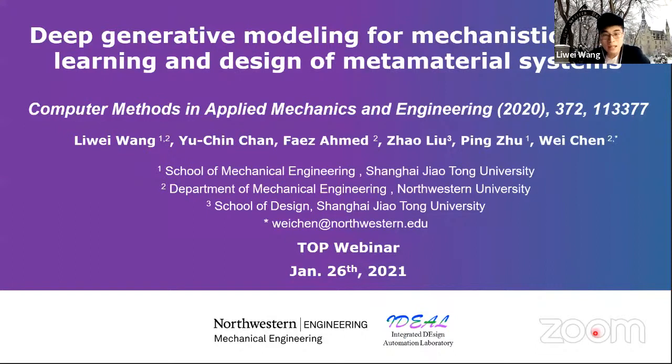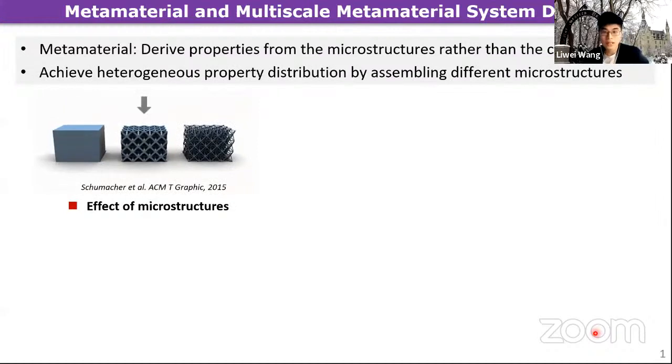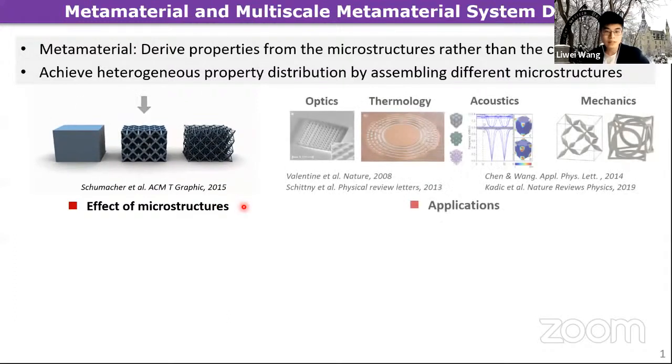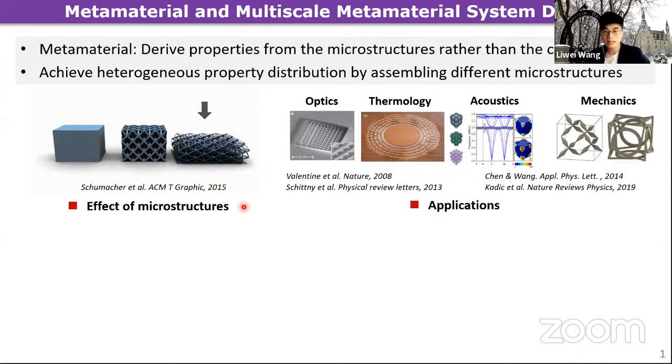Today, I would like to talk about our recent research on deep generative modeling for mechanistic-based learning and design of metamaterial systems. Metamaterials are artificial materials that derive properties from the geometry of microstructures rather than constituent material. For example, these three samples have the same base material but different microstructures, so they will have very different stiffness. This concept stems from the study on optics and has quickly extended to other areas.